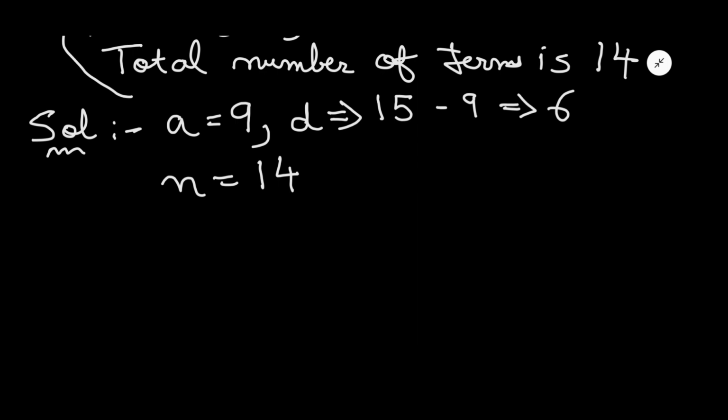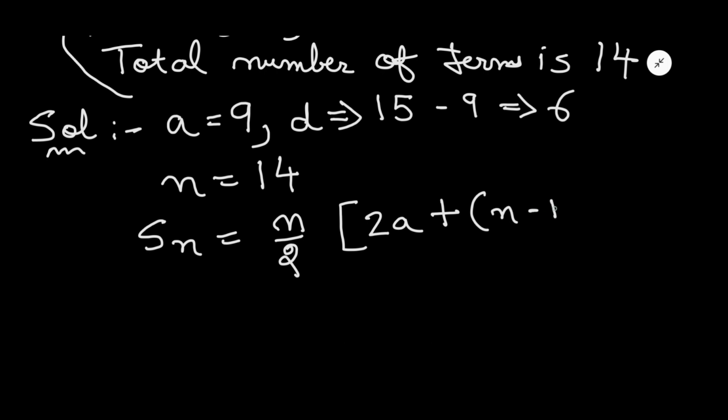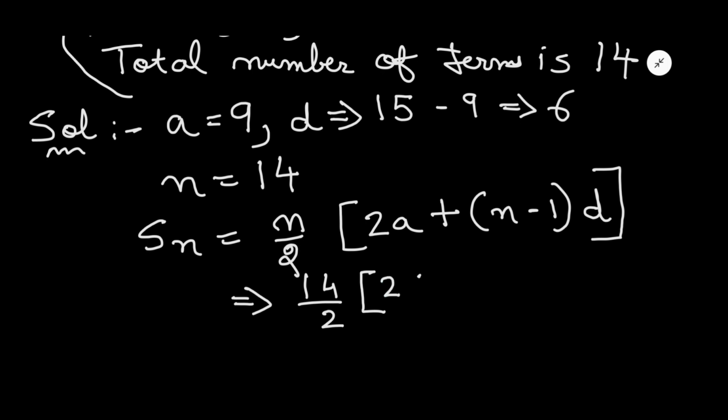So we can directly use our sum formula, which is Sn is equal to n by 2 into 2a plus n minus 1 d. So here we know n is 14, the first term is 9, and our common difference is equal to 6.